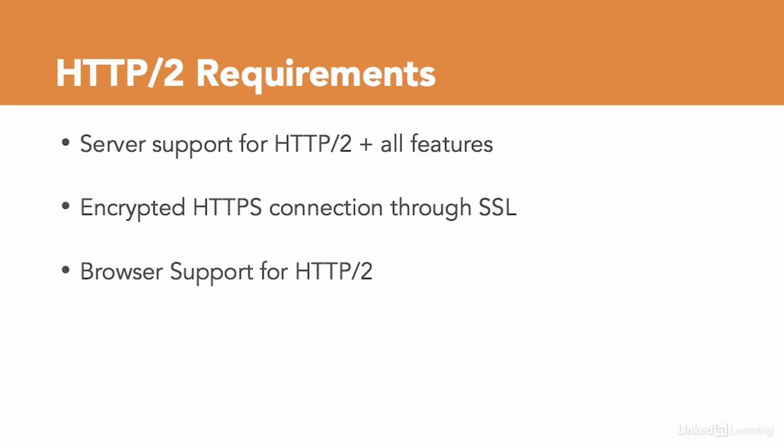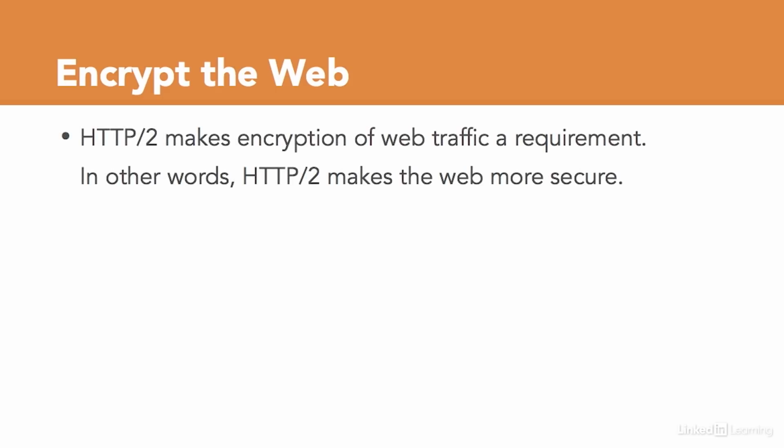And third, the browser must support HTTP 2, which almost all browsers do. If any one of these 3 requirements fails, the connection will be an HTTP 1.1 connection instead. The second requirement, that the connection must be encrypted, is quite revolutionary in its own right. Mandating encryption for performance will make people and companies who previously saw encryption as an unnecessary or complicated add-on reconsider, and as a result, we'll get a more secure and more performant web.